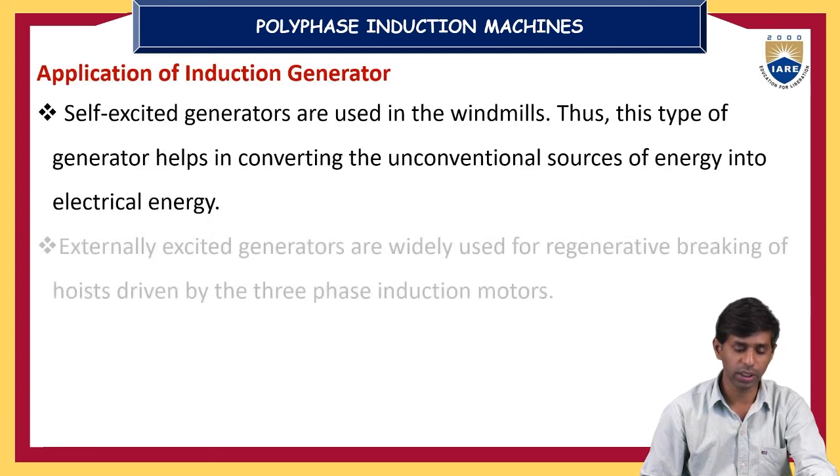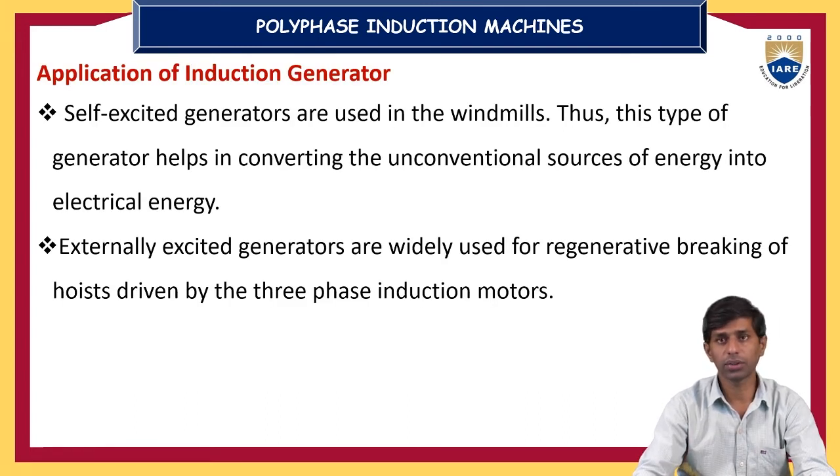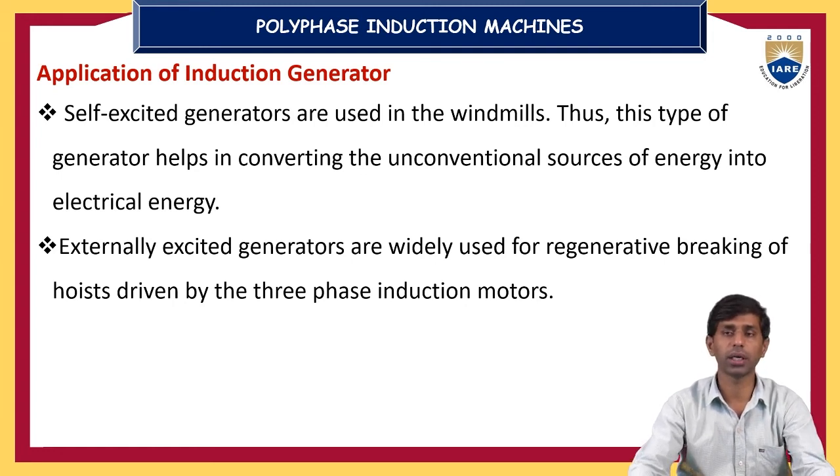And let us look into the applications of the induction generator. The self-excited induction generators are used in windmills. This type of generator helps in converting unconventional sources of energy into electrical energy. Windmills are one of the types of renewable energy sources. So in windmills, the self-excited induction generators are used to convert wind energy into electrical energy.